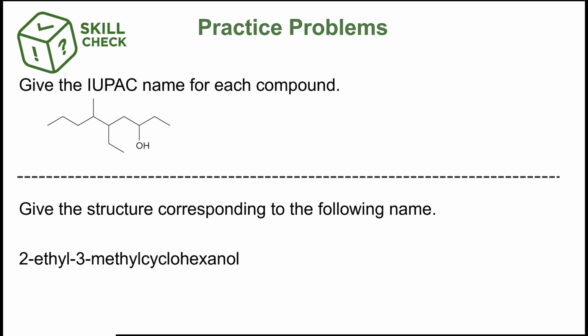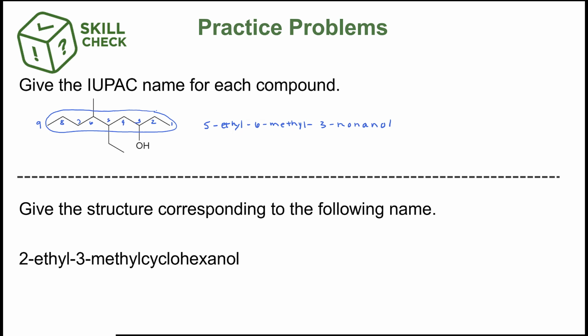So we have a practice problem here. Find the longest carbon chain. I'm going to number to give my alcohol the lowest numbering, and then list alphabetically. The ethyl group at 5 will come first, so this will be 5-ethyl-6-methyl-3-nonanol. So that's going to be a nonane, and then the -ol is for the alcohol.